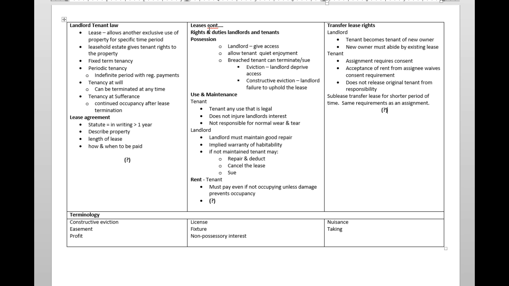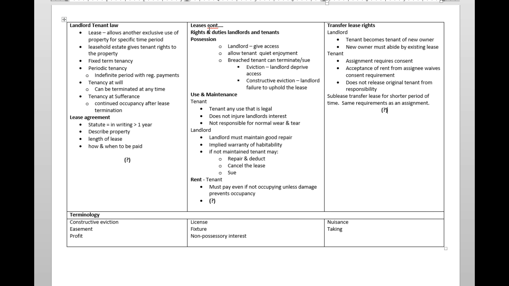So if it's not maintained, and the tenant has to repair something to continue living there, that can be deducted from the rent payment. They can cancel the lease if it's terrible, such as a great big hole in the roof, and they can sue for breach of contract. So it's kind of a balancing act for the tenant and the landlord. They need to take care of the property on both sides of the equation.